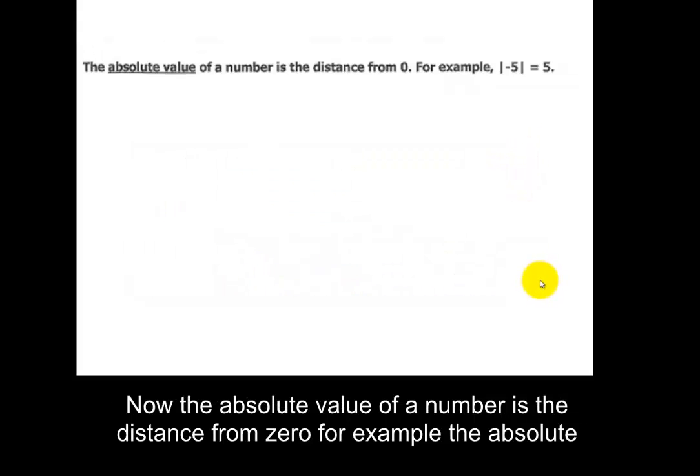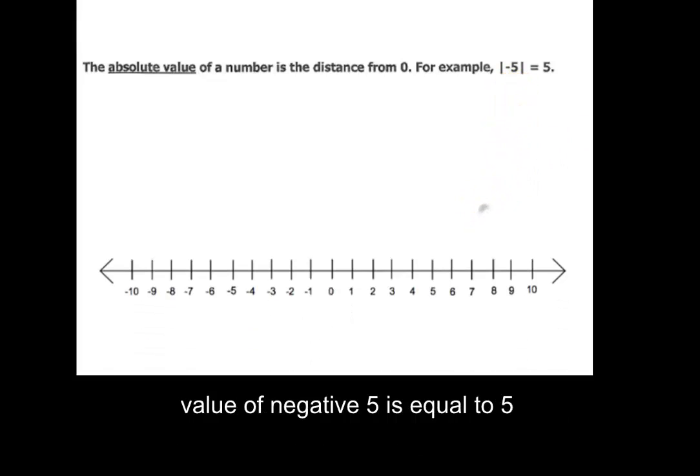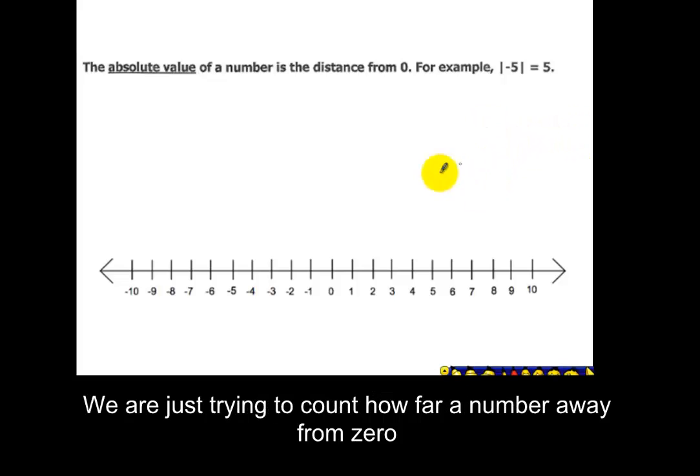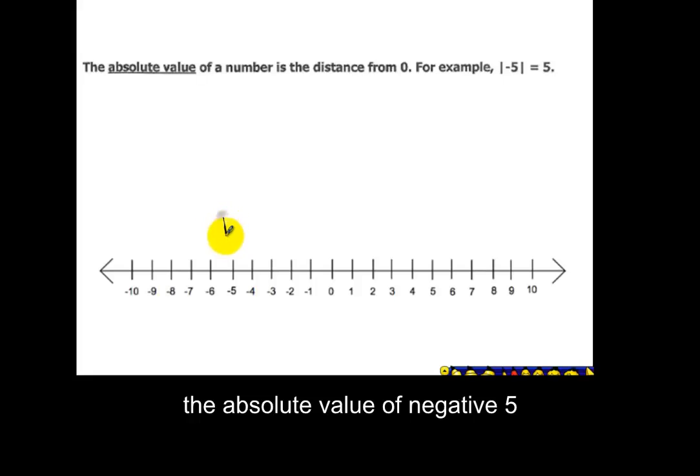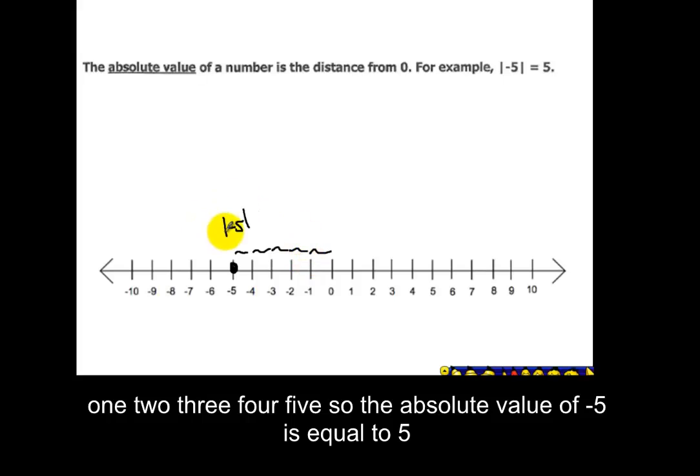Now, the absolute value of a number is its distance from 0. For example, the absolute value of negative 5 is equal to 5. So, we are just trying to count how far the number is away from 0. So, the absolute value of negative 5, so negative 5 is located here. How far is negative 5 away from 0? It is actually 1, 2, 3, 4, 5. So that's why the absolute value of negative 5 is equal to 5.